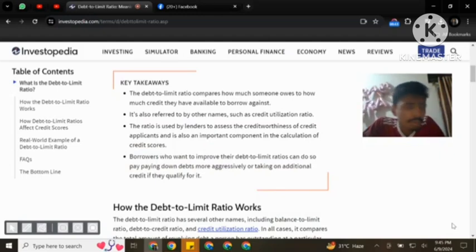Key takeaways: the debt to limit ratio compares how much someone owes to how much credit they have available to borrow. It's also referred to by other names such as credit utilization ratio. The ratio is used by lenders to assess the creditworthiness of credit applicants and is also an important component in the calculation of credit scores. Borrowers who want to improve their debt to limit ratios can do so by paying down debts more aggressively or taking on additional credit if they qualify for it.